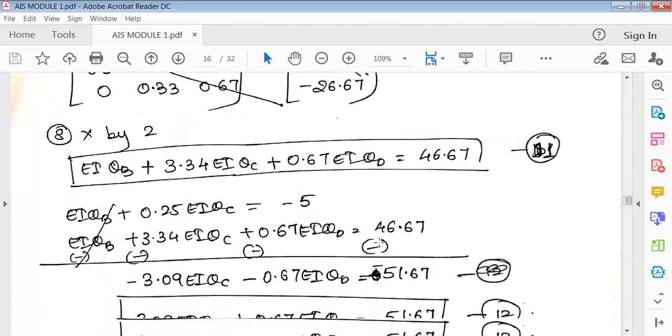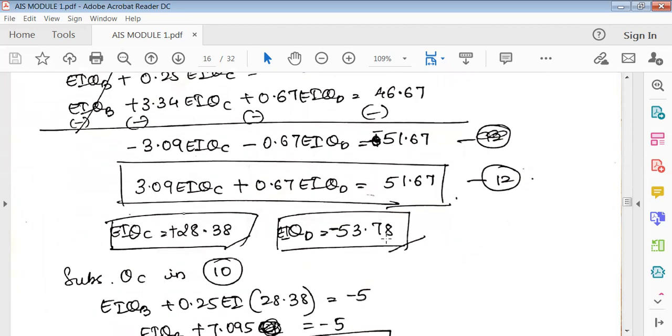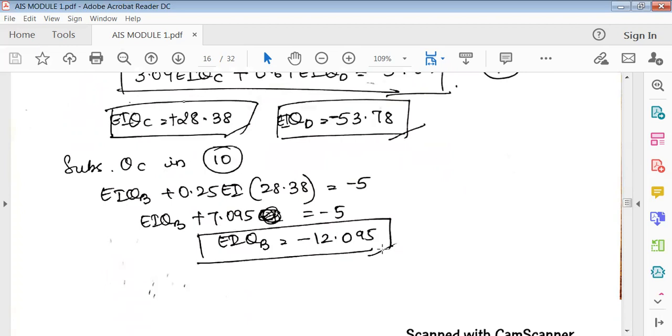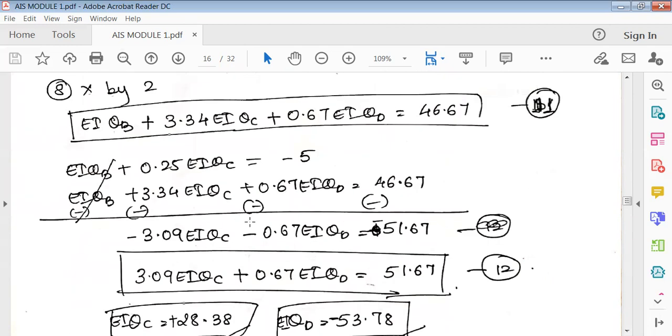Okay, so once you press equal to, directly you'll get the values, and that too you'll get it in terms of sequence. That is theta B, theta C, and theta D with the signs, and always be careful with the signs. So now directly when you press in the calci, you'll get the sign. So EI theta B is minus 12.095. EI theta C, again press equal to, so you'll get EI theta C is 28.38, and next EI theta D is minus 53.7. So be very careful with the signs, because one sign changes.